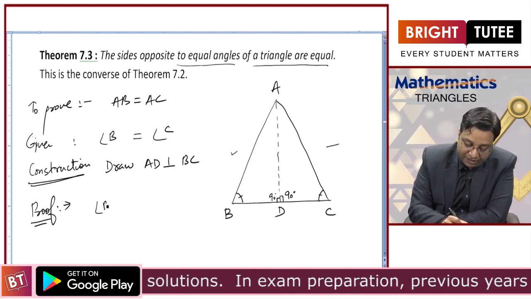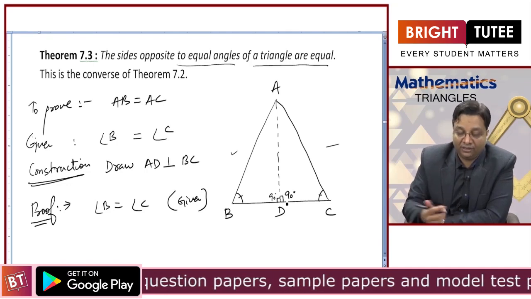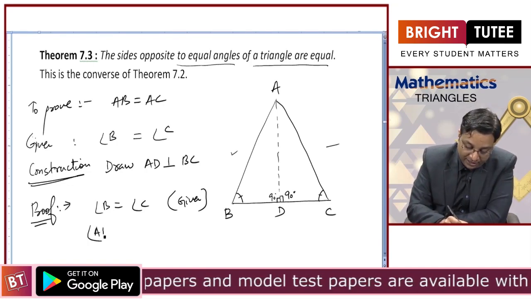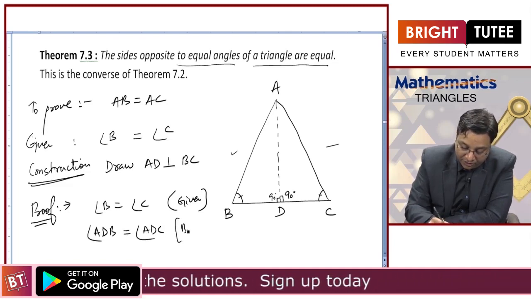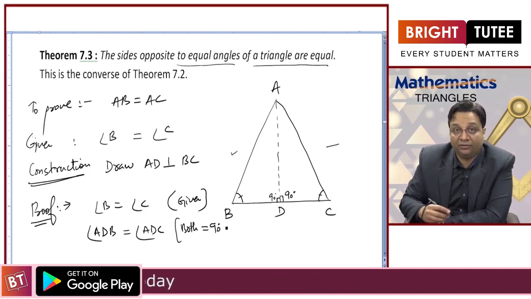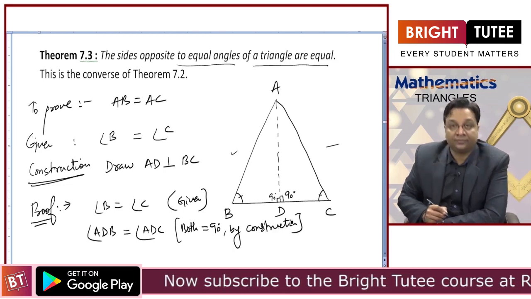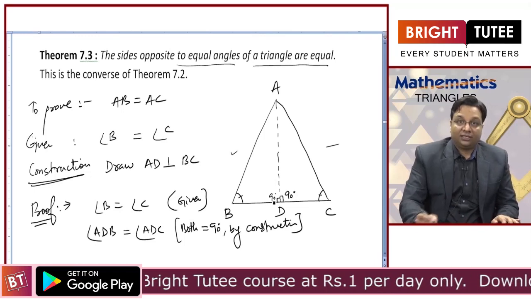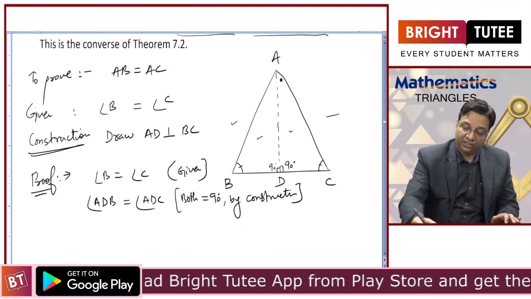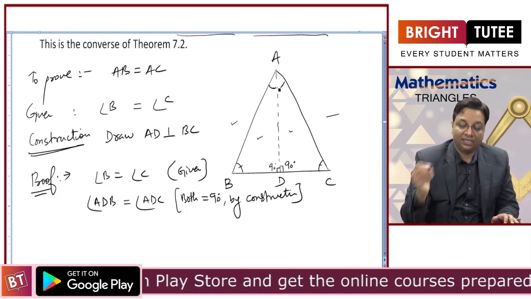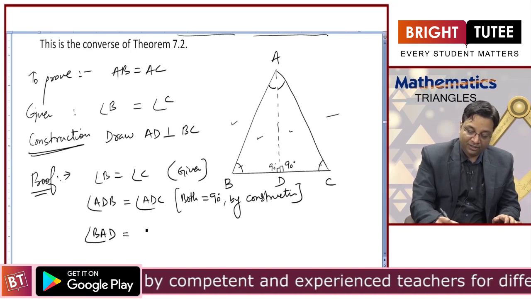it is given that angle B is equal to angle C and angle D is equal to angle D by construction. So, let us say angle ADB is equal to angle ADC, both are equal to 90 degrees by construction. Now, two angles are equal for these two triangles. So, the third angle has to be equal. This is what we have discussed already. So, the third angle has to be equal to the third angle of this triangle. So, angle BAD is equal to angle CAD.